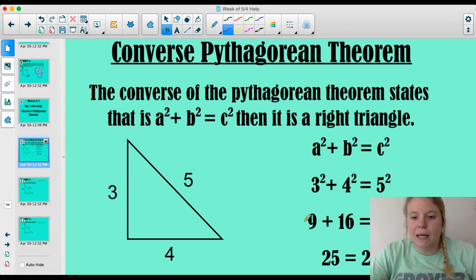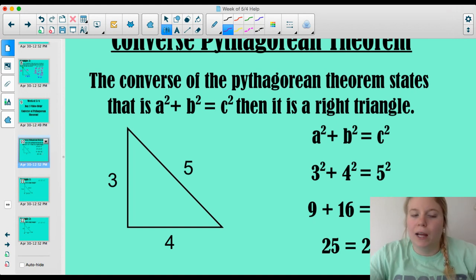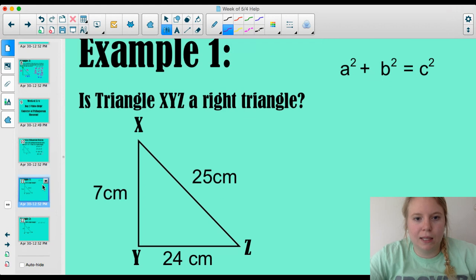3 squared is 9. 4 squared is 16. If you add 9 plus 16 together, you get 25. You should know that 5 squared also equals 25. Since it came up that 25 equals 25, it is indeed a right triangle. So for the converse Pythagorean theorem, you're going to be given the side lengths and you have to determine, is this triangle a right triangle or not? It'll make more sense once we get into the examples.